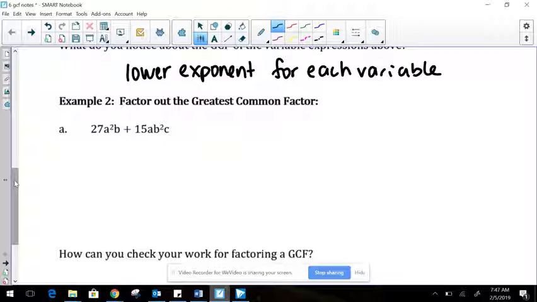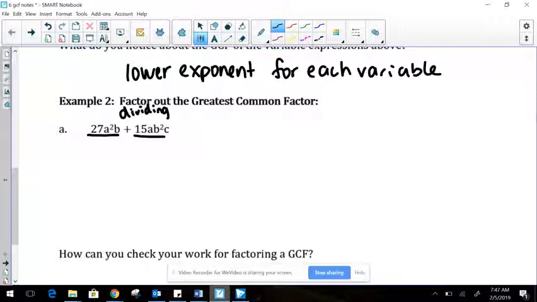So example 2, let's factor out the greatest common factor from this two-term polynomial, which would be a binomial. So what I'm going to do is draw a line under each term, and that's what I'm going to divide by. When I factor out, this is the same thing as dividing. So that's why I have these division lines.